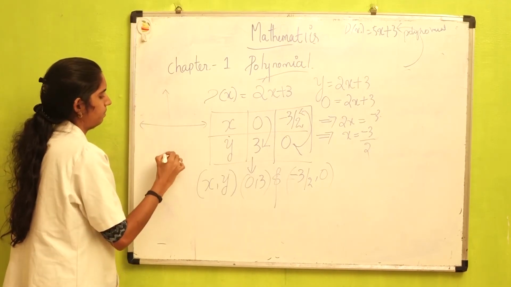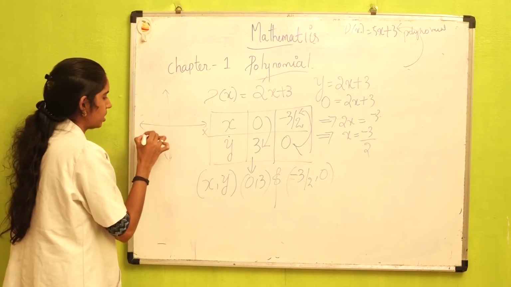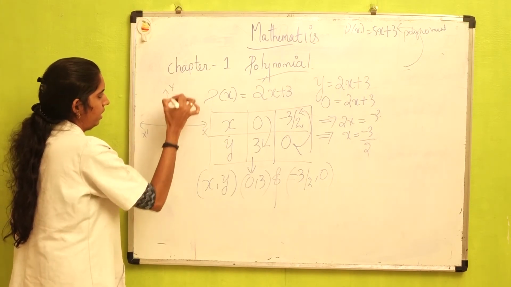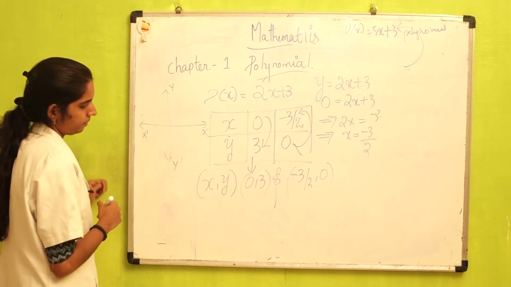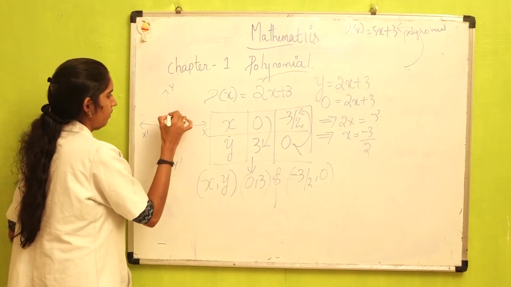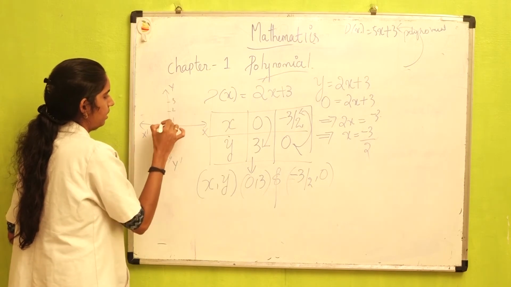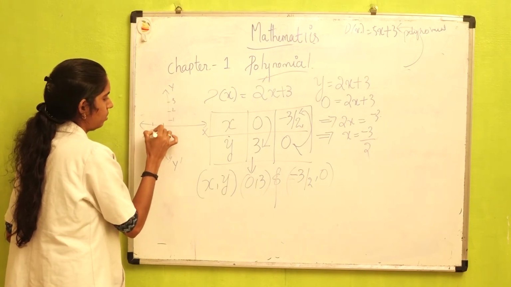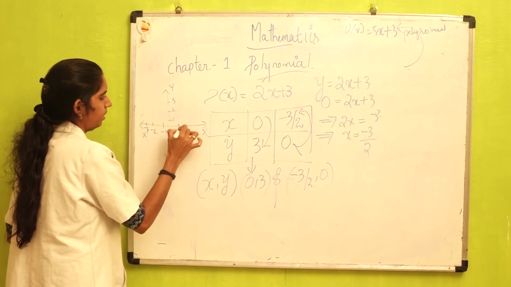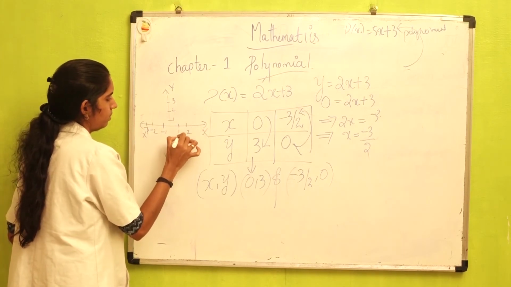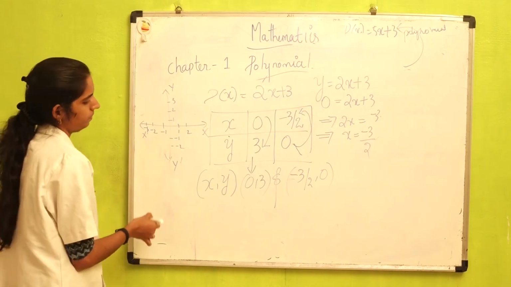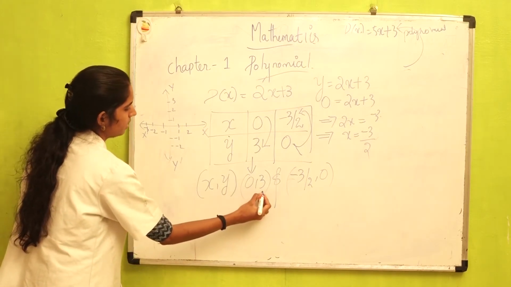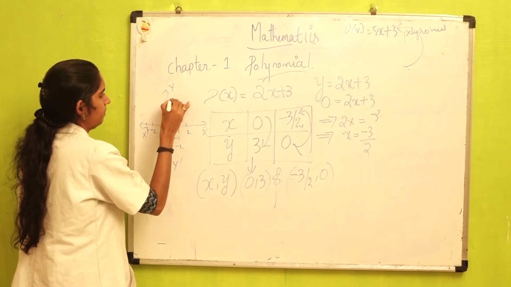So this is our x dash, and this is our y dash. Suppose this point is 0, 1, 2, 3, and this is minus 1, minus 2, minus 3. This is 1, 2. This is minus 1, minus 2. So (0, 3): x is 0 and y is 3. So this is actually the point.